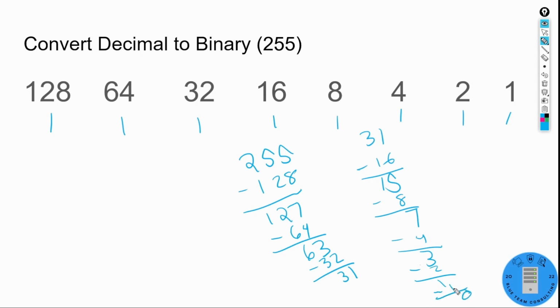So, a couple of things to note here. 255 is the maximum value that you can have assigned to 8 bits in a row. The lowest value would be 0. If all of these were unallocated, the number would be 0.